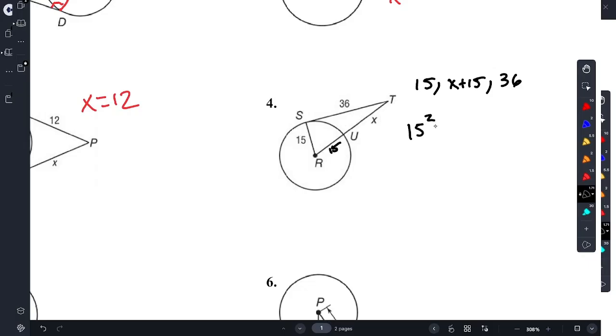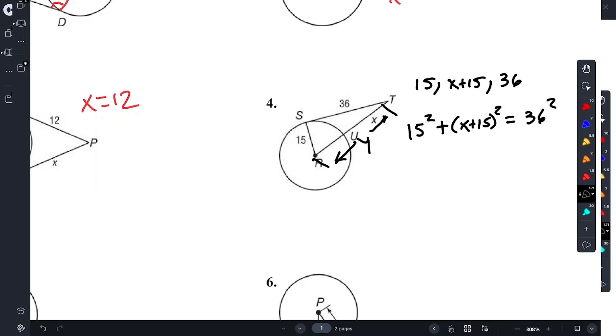You get, don't copy this, 15 squared plus x plus 15 squared equals 36 squared, right? What do you end up with? A quadratic. Every once in a while, you're going to have to deal with the quadratic, yeah? And you're getting close to the end of the book, so you're going to have to get good at quadratics again because you're about to go to Algebra 2, yeah? So you'd have to solve that quadratic, but there's a better way to do this problem. Instead of calling that x plus 15, just call it y.